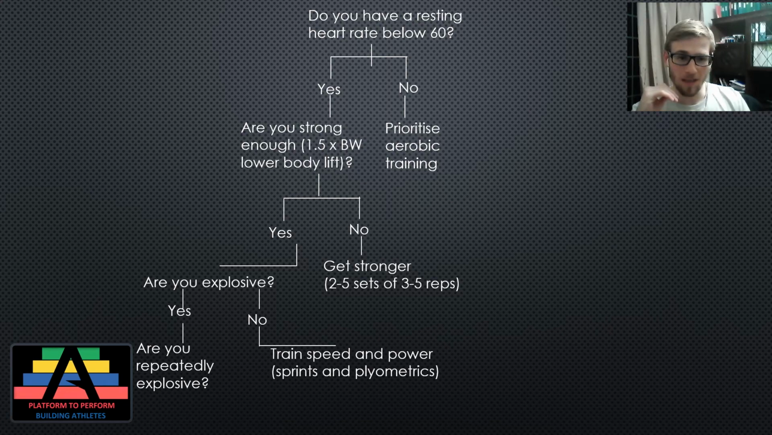Maximal aerobic speed type training, again, not a bad option in terms of being able to quantify the intensity. And repeated speed training, believe it or not, can actually improve your aerobic system as well. But I'll explain that in a future video. So if you do have a resting heart rate below 60, that indicates you've got a reasonable aerobic system.